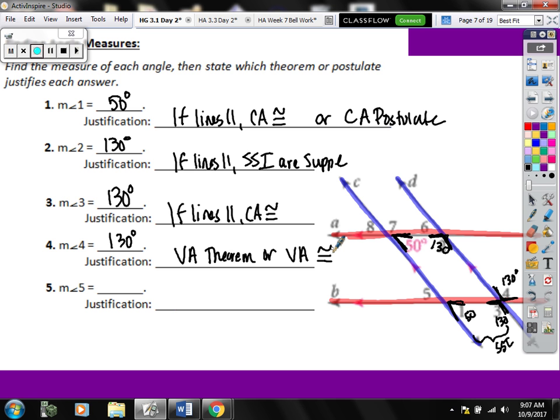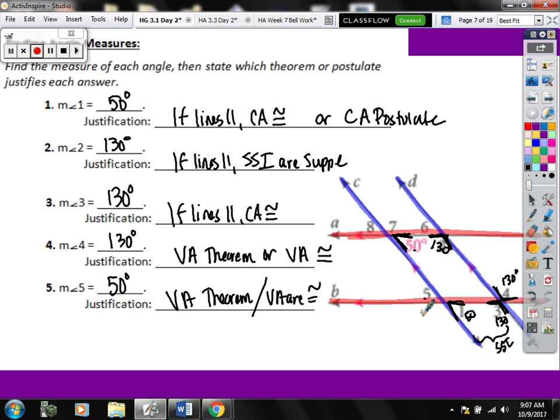Measure of angle 5. Luke? 50. 50? What type of angle did you use there? I used, there's multiple answers here. I used angle 1. Angle 1, so you used the vertical angles? Yep. You also could have used alternate interior with this one. These are alternate interior angles. So if you wanted, you could say if lines parallel, alternate interior angles congruent. Okay, so sometimes there's more than one justification.